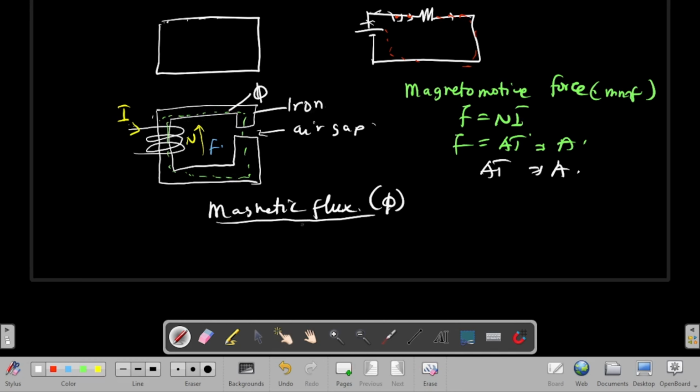Now I've explained magnetic flux. So what do you think the unit of magnetic flux would be? We call it Weber, named after a scientist. So capital W, small b, Weber. So wherever I see Weber, that is a magnetic flux.